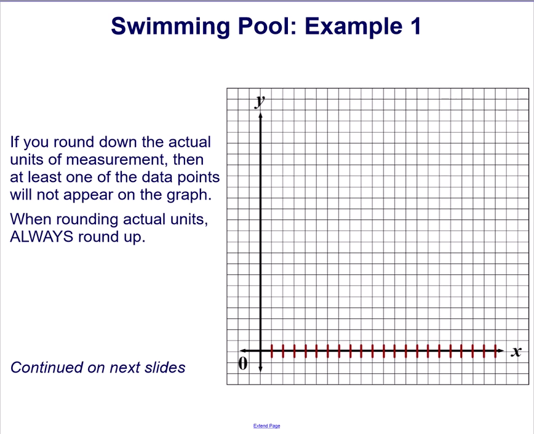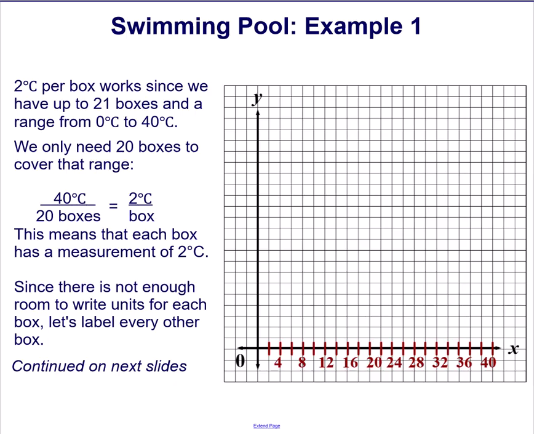If you round down the actual units of measurement, then at least one of the data points will not appear on the graph. To compensate for that, always, when rounding actual units, always round up. 2 degrees Celsius per box works since we have up to 21 boxes and the range is from 0 degrees Celsius to 40 degrees Celsius. We only need 20 boxes to cover that range, as evidenced by this proportion right here. This means that each box has a measurement of 2 degrees Celsius.